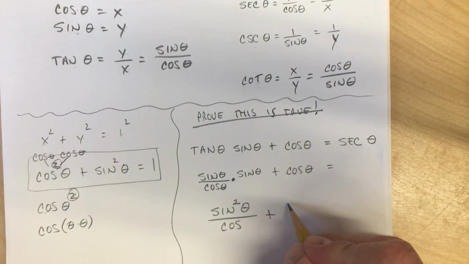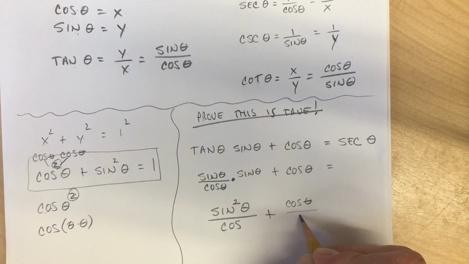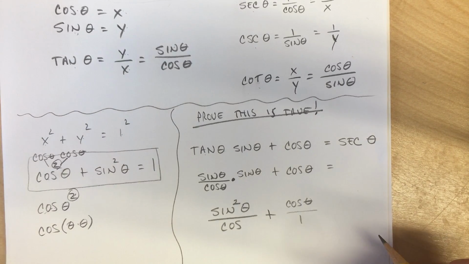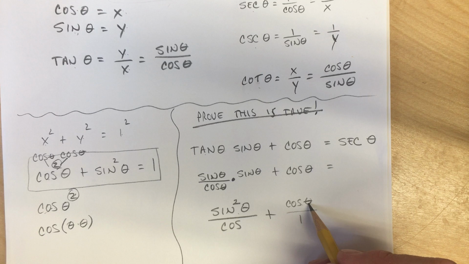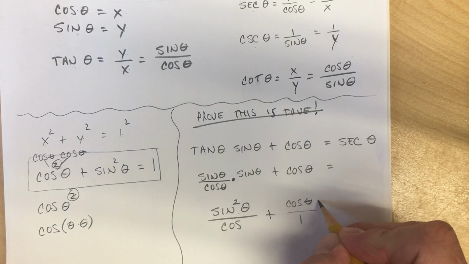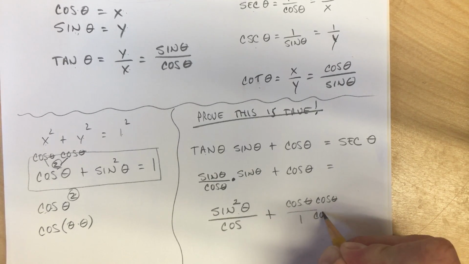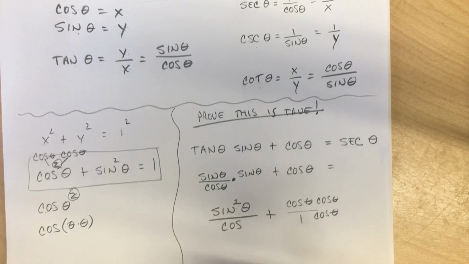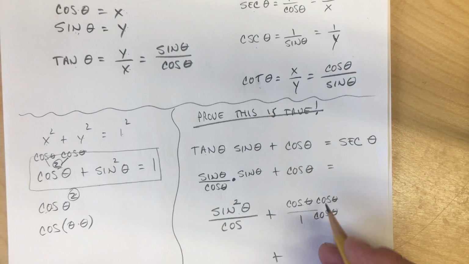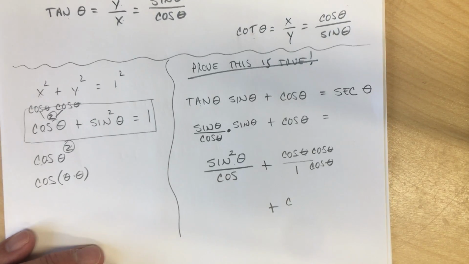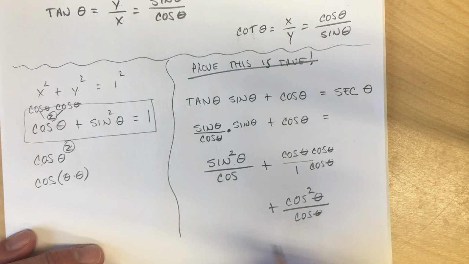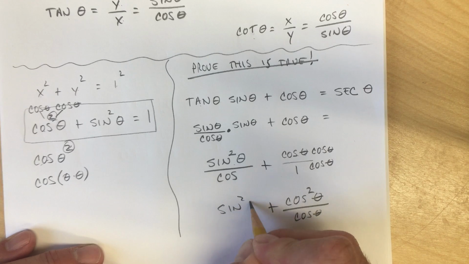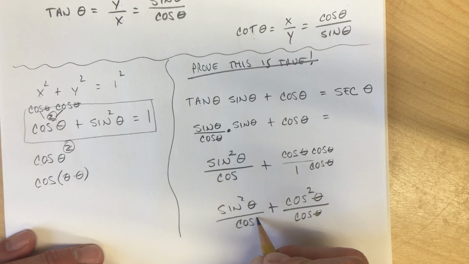Now, technically, this is just cosine theta over 1. But if we wanted to actually add these together, we would need to have a common denominator. And how could we get that common denominator? Well, we could multiply top and bottom by cosine of theta, and then this fraction turns into cosine squared of theta over cosine theta, and over here we got sine squared of theta over cosine theta.